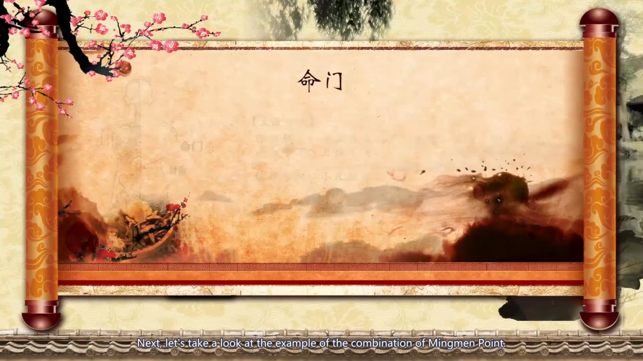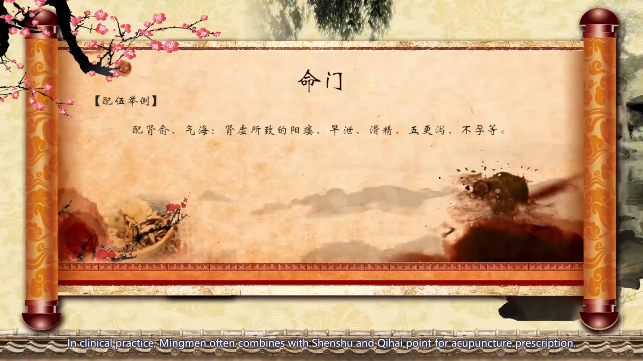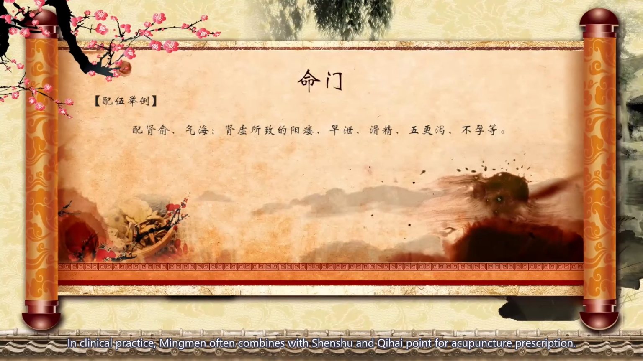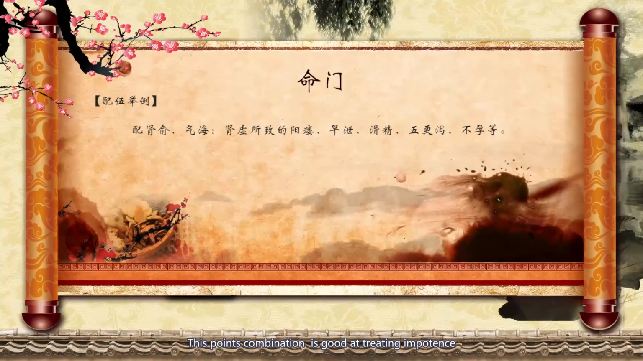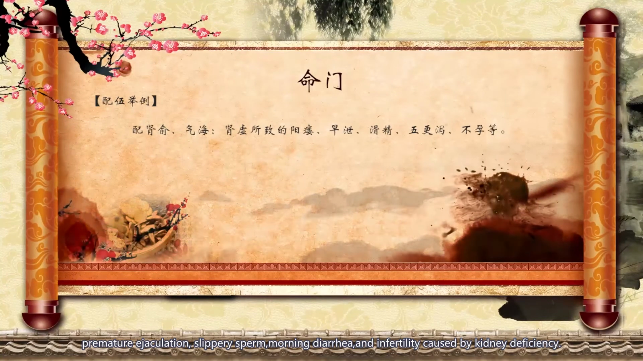Next, let's take a look at the example of the combination of the Mingmen point. In clinical practice, Mingmen is often combined with Shenshu and Qihai points for acupuncture prescription. This acupoint combination is good at treating impotence, premature ejaculation, slippery semen, morning diarrhea, and infertility caused by kidney deficiency.